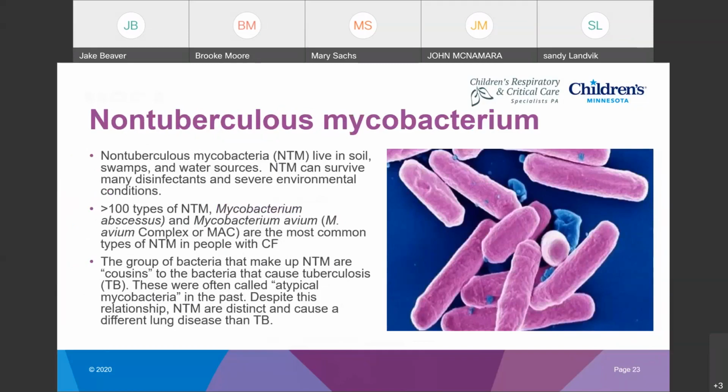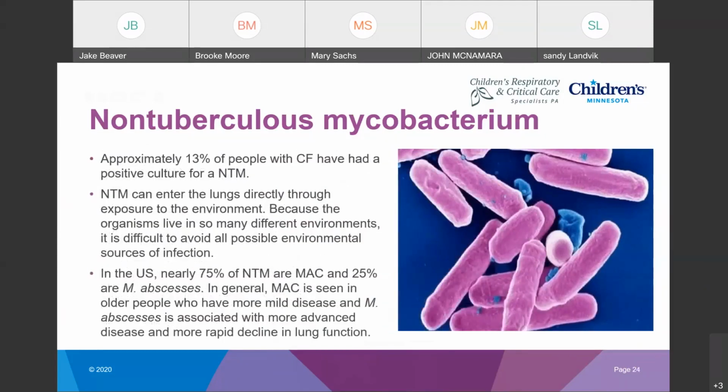There are more than 100 types of NTM, but the two most common that we see in people with CF are Mycobacterium abscessus and Mycobacterium avium complex, also known as MAC. This group of bacteria are kind of cousins to tuberculosis. They used to be called atypical mycobacteria, but they cause a distinct disease compared to tuberculosis. About 13% of people with CF have had a positive culture for NTM.